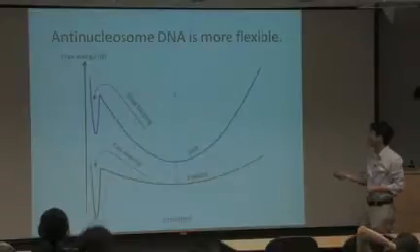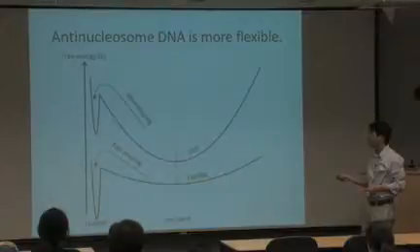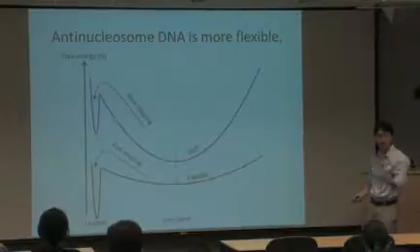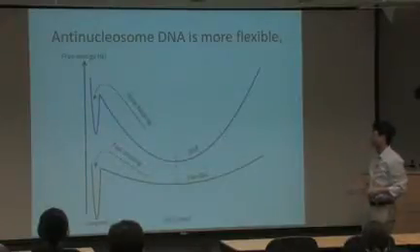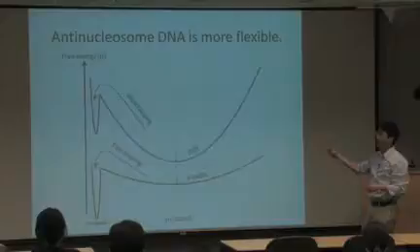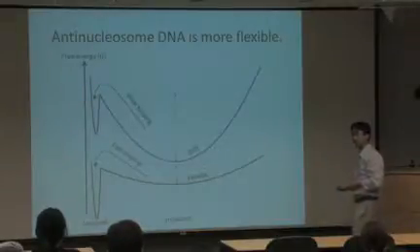So the difference between a stiff molecule and a flexible molecule is basically the height of this energy barrier. In a flexible molecule, the energy barrier is lower, therefore it takes less time for you to cross over the barrier. So from that first plot, we conclude that antinucleosome DNA is more flexible. Okay? And it makes sense.